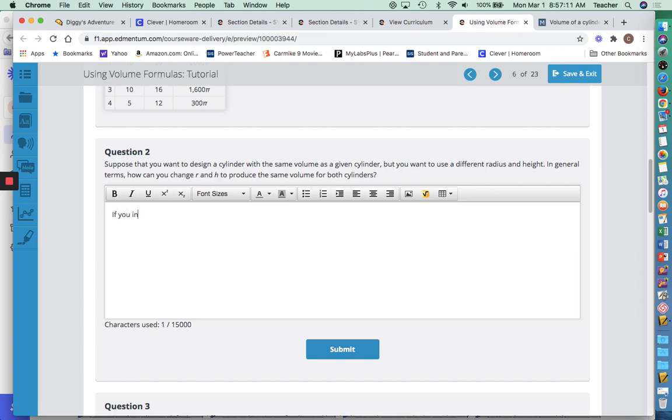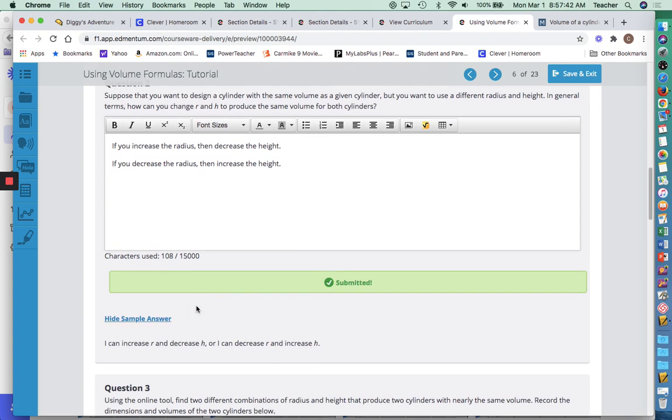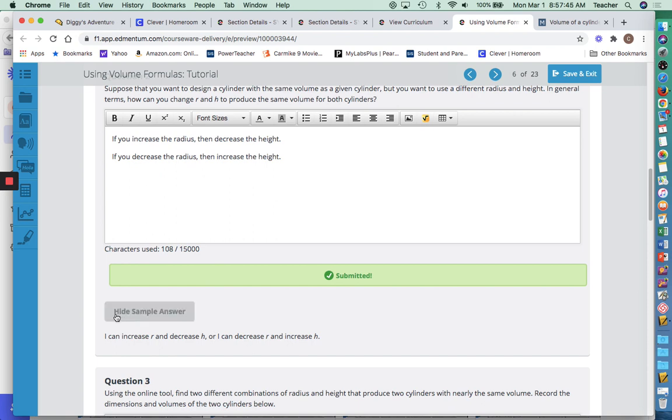If you increase the radius, then decrease the height, and also vice versa. If you decrease the radius, then increase the height. So that should have been a comma, that should have been then. Increasing. Okay, so yeah, just switch them up.